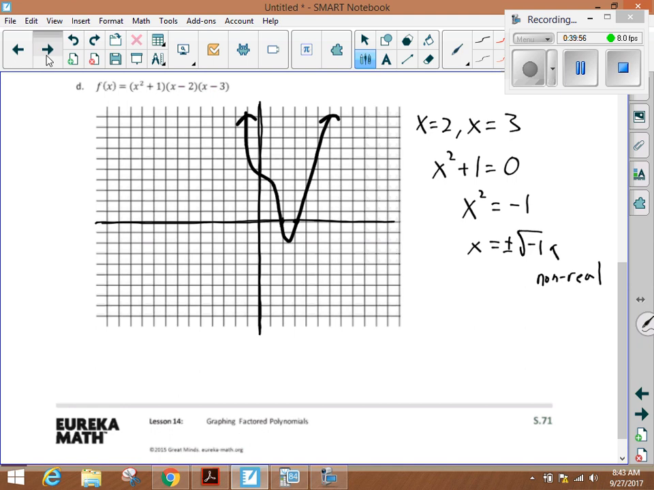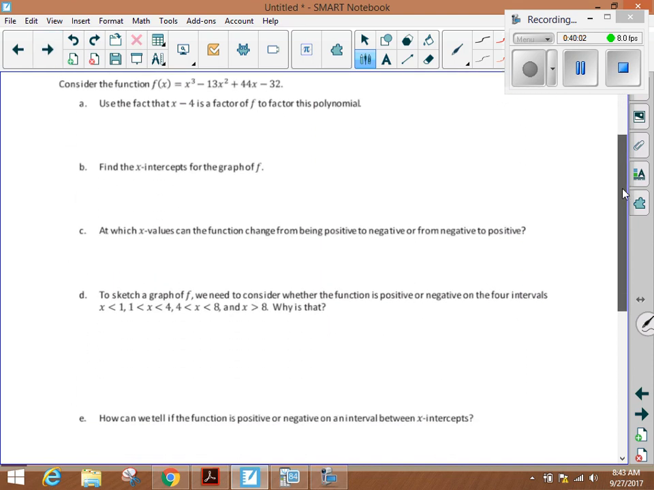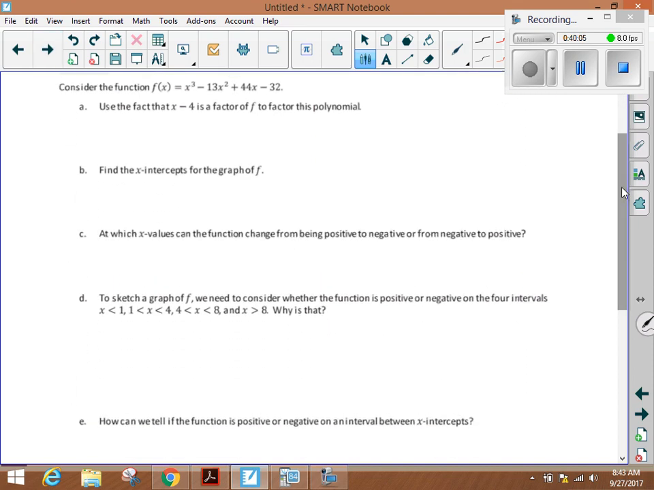All right. So let's go ahead and move on to the next one. Where we're going to do a bit of algebra now. All right, let's use the fact that x minus 4 is a factor to factor this polynomial. Well, what did we do before when we knew that we had something that was a factor? We divided.